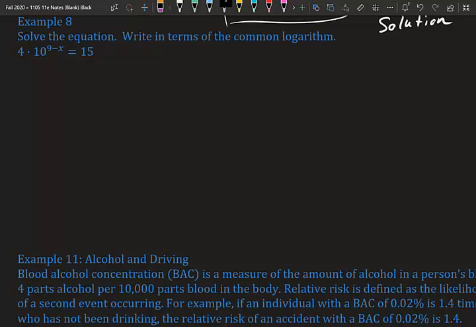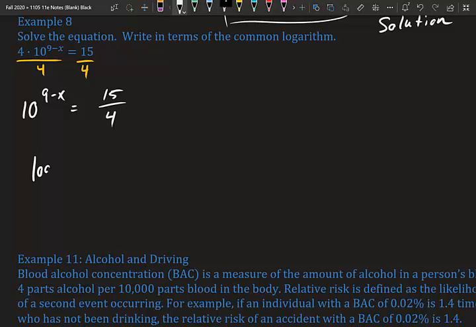So let's get rid of that 4 because it just shouldn't be there to begin with. So we're going to divide each side by 4. So we have 10 to the power of 9 minus x equals 15 over 4. Now, we can never get the same base. 10 and 15 over 4 can never have the same base.